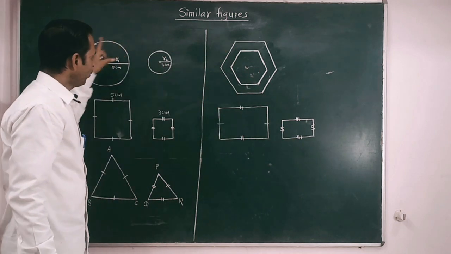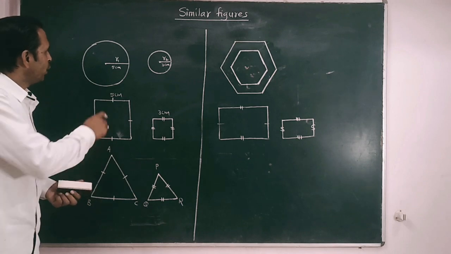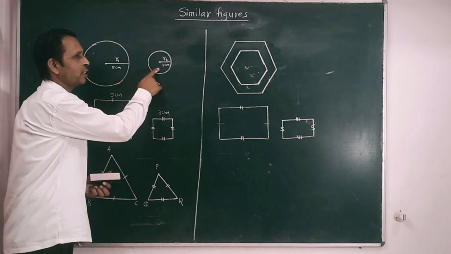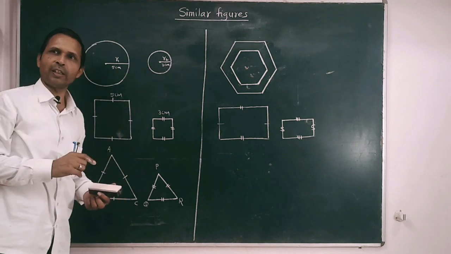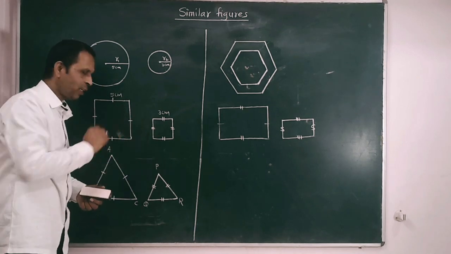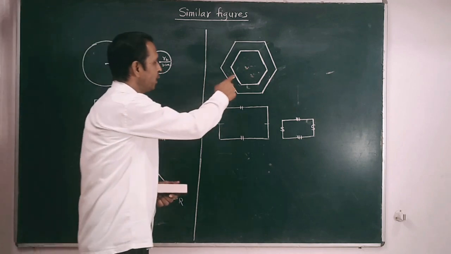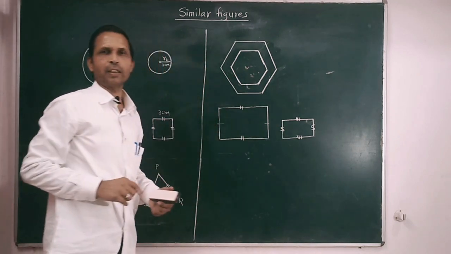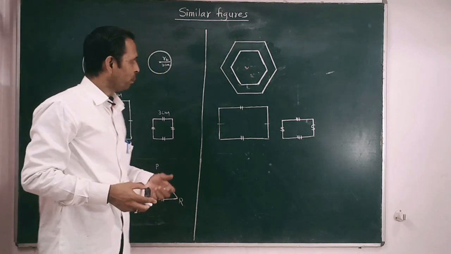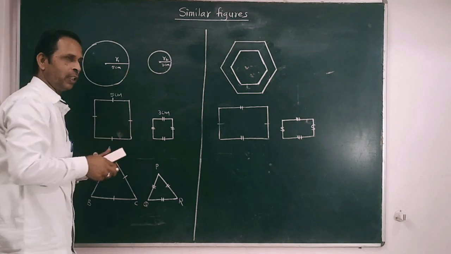Now from all these figures we conclude that these figures are similar figures. This circle and this circle are similar figures. This square and this square are similar figures. These are also similar figures. These two are also similar figures. Why do we say that these are similar figures? Because the shape of the figures is the same.